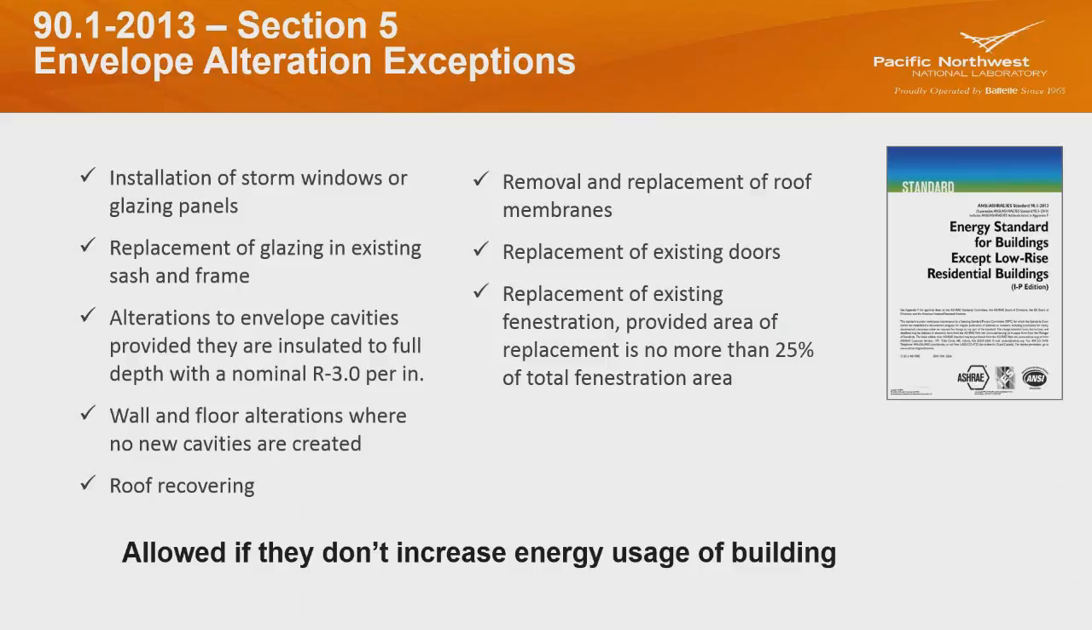So alterations, exceptions. This is from 90.1. They are a little bit different than the ICC. So you have storm windows, and if you're just replacing the glazing, insulation, if you're filling the cavity, but here it's a little bit different, it's R-3 per inch, and roof recovering and those sorts of things. All these are also in the software.